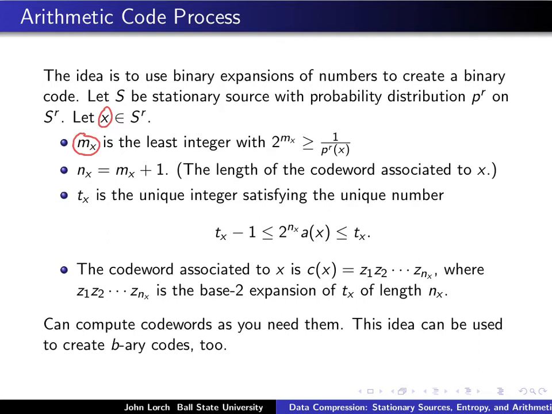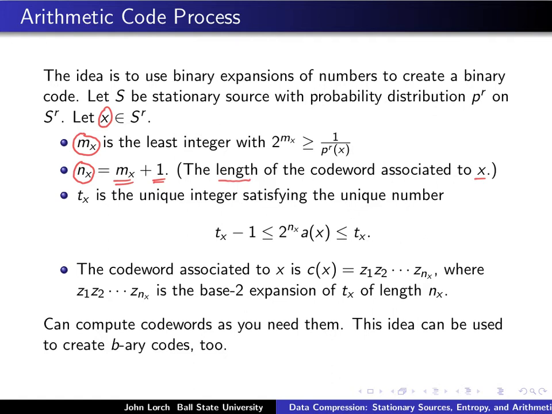Next, we form n sub x, and that's not too tough to form. We just take m sub x and add 1. Now this n sub x is going to be important to us because that's going to be the length of the code word that we associate to x.